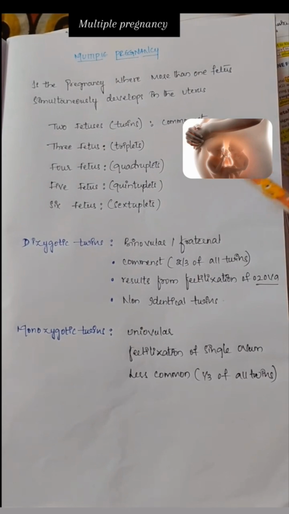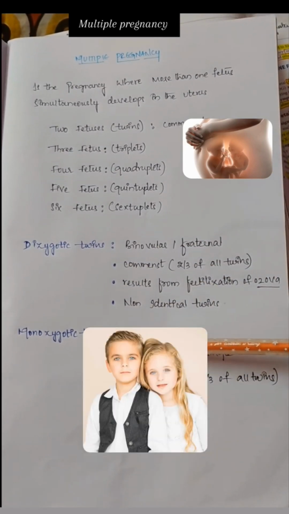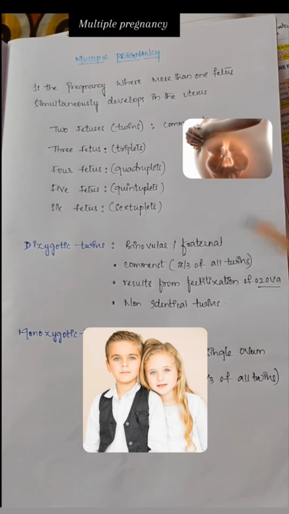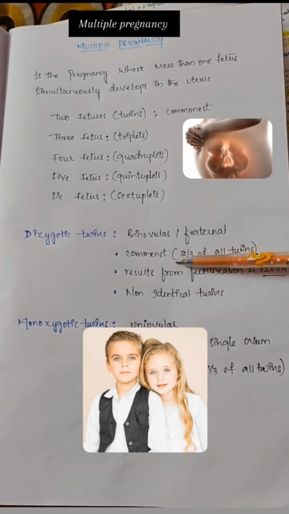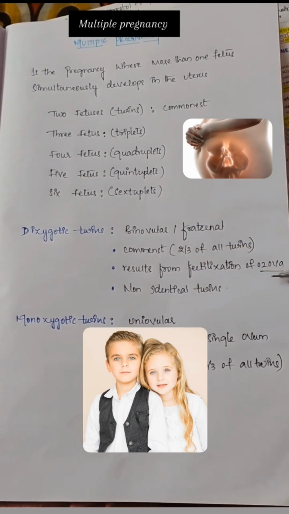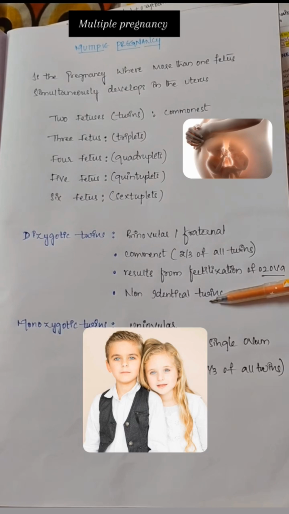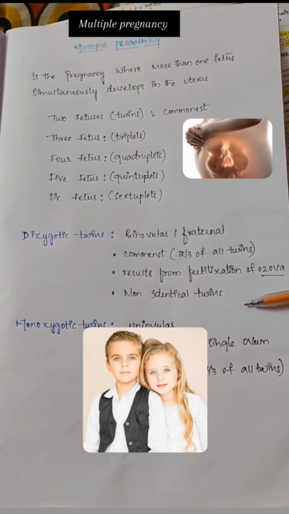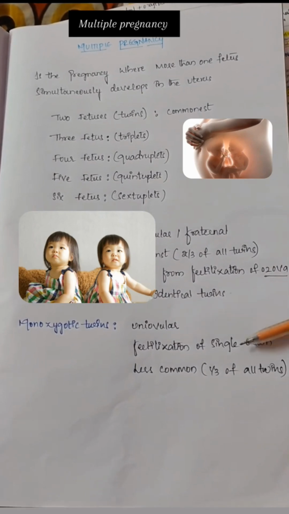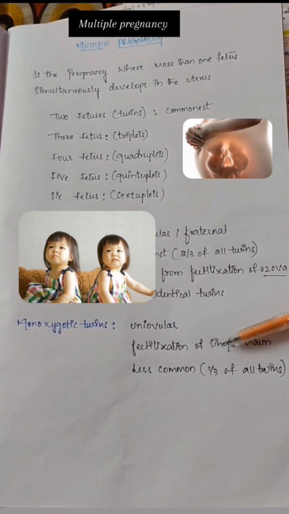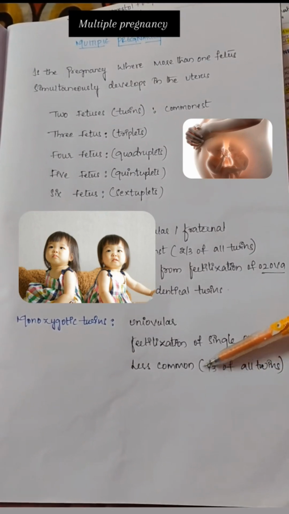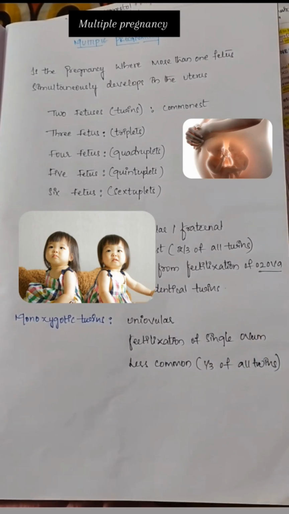So here you see the classification of dizygotic twins and monozygotic twins. Dizygotic twins are also called binovular or fraternal twins, and this is the commonest type, seen in 2/3 of all twins. They are formed by fertilization of 2 ova, and are also called non-identical twins. Next, monozygotic twins are also called uniovular twins, formed by fertilization of a single ovum, and this is less common, seen in 1/3 of all twins.